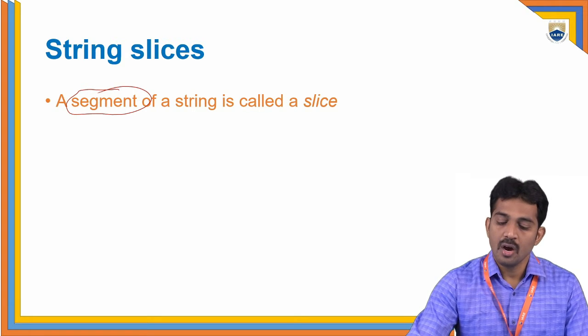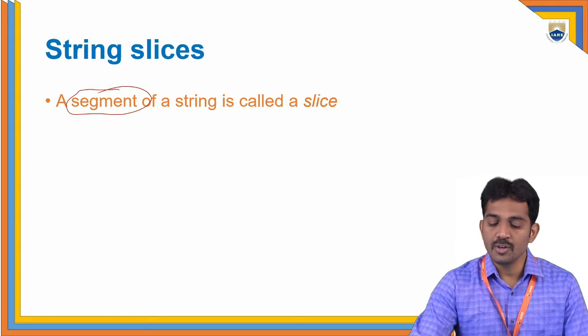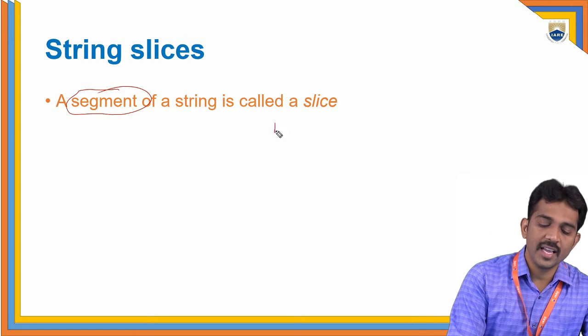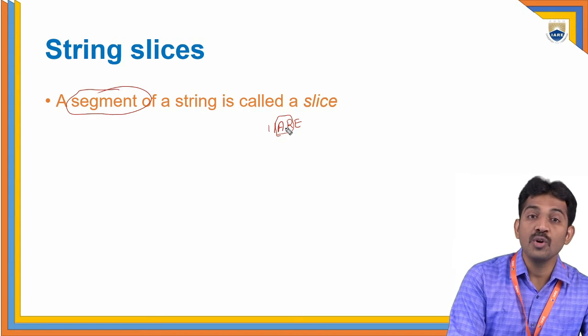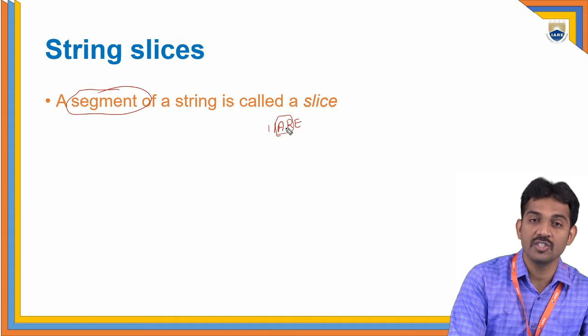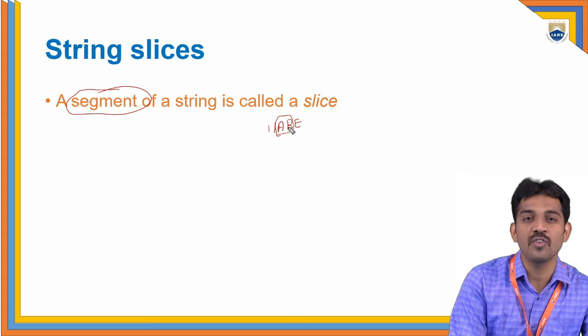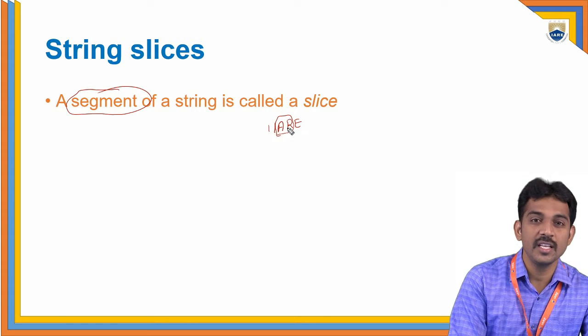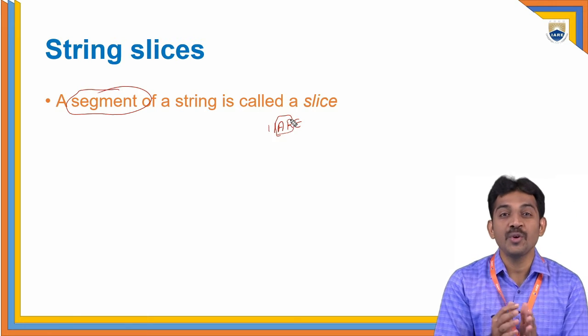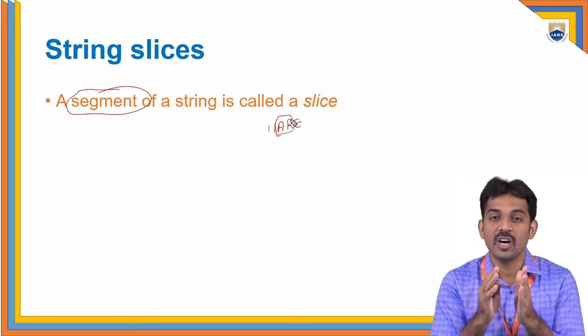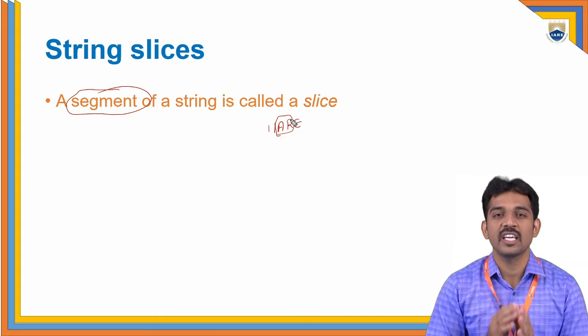Is this clear? But I'm going to give a small task. I have IARE as a string, right? I want to access only A and R. How are you going to access it in C language or C++ or Java? There is no specific function. There is no specific functionality. You need to write the code for that. But here, using simple square brackets, you can separate the subpart, a segment of the given string.